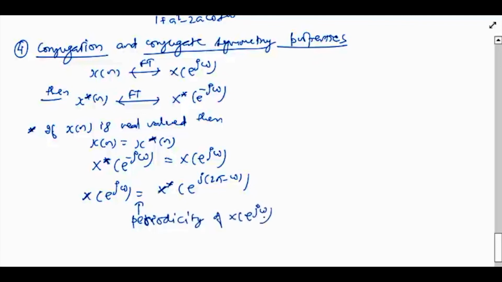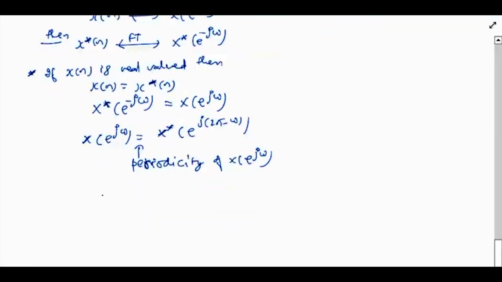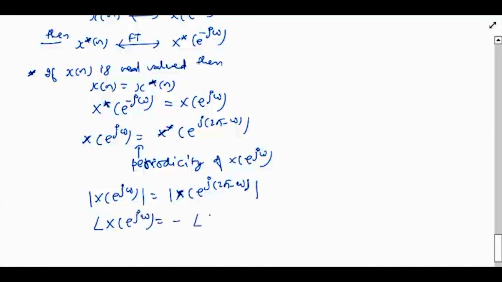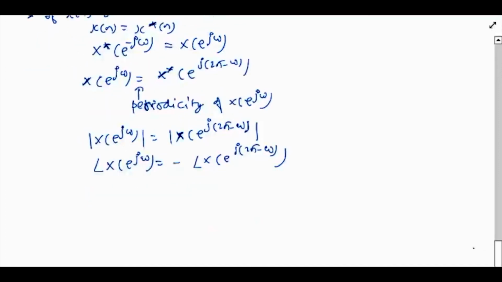Of X(e^{jω}), and this equality has a couple of implications, namely the absolute value of X(e^{jω}) is equal to the absolute value of X*(e^{j(2π-ω)}), which in turn will be the same as the absolute value of X(e^{j(2π-ω)}). Moreover, the angle of X(e^{jω}) will be equal to the negative of the angle of X(e^{j(2π-ω)}). So both these properties now follow from periodicity of X(e^{jω}). We can combine the conjugate symmetry property with the time reversal property to get interesting inferences.